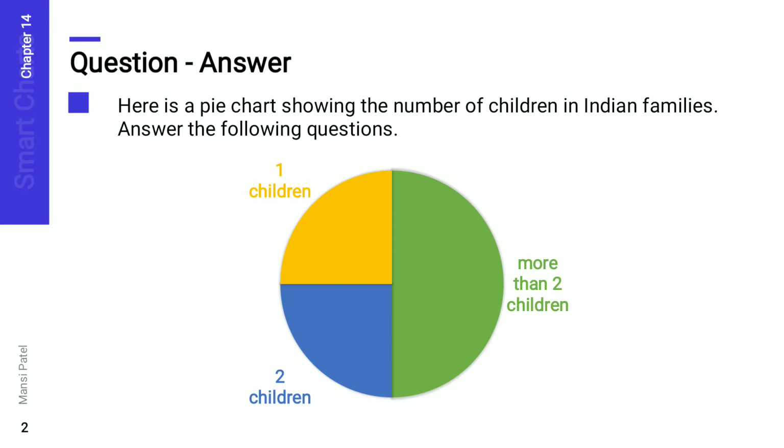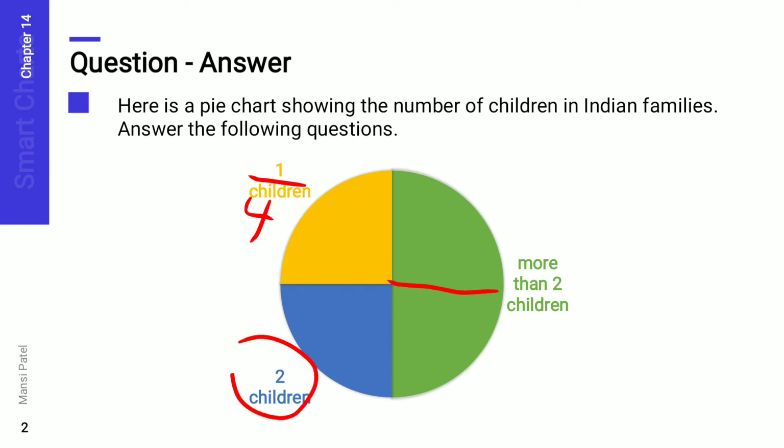Therefore, we can say that these are not equal parts. But if I draw one line here, then you can see how many equal parts of this circle there are: 1, 2, 3 and 4. Now you can give me the answer easily. What is the fraction of 1 child? That is 1 by 4.